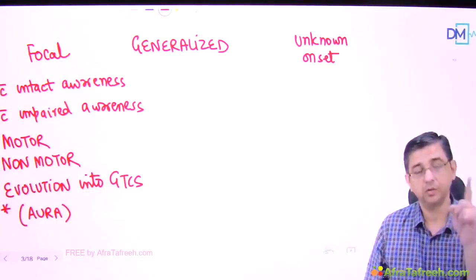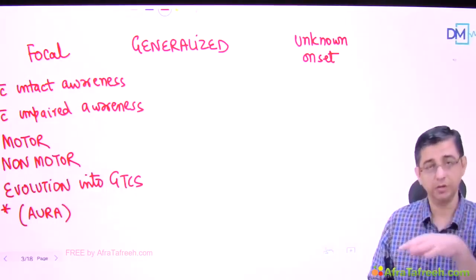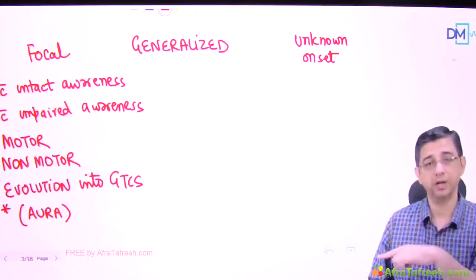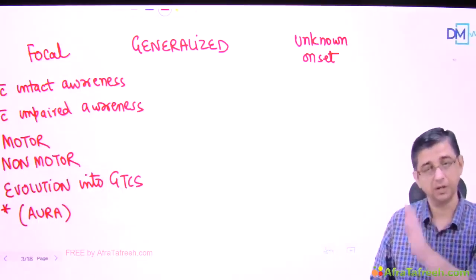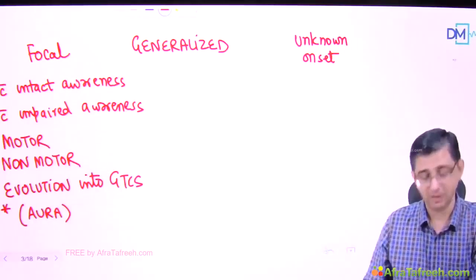And even if it is a focal with secondary generalization, as a formal term, focal with evolution into GTCS, then aura will be present and then it will get converted. I mean, then the person will have focal, then gradually the involuntary movements will spread to the whole body of the patient and GTCS will develop.